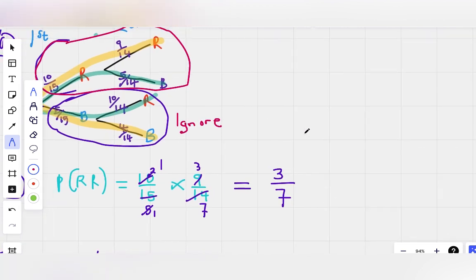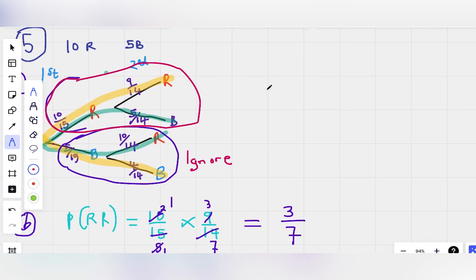For the total, let's calculate the total probability for the whole top branch. For the whole top, we have 10 over 15 times, for this red branch first, 9 over 14. Then you can put a bracket to show that you're dealing with this arm and this arm, red. Then you say, or this branch, another way. This one, this green highlight.